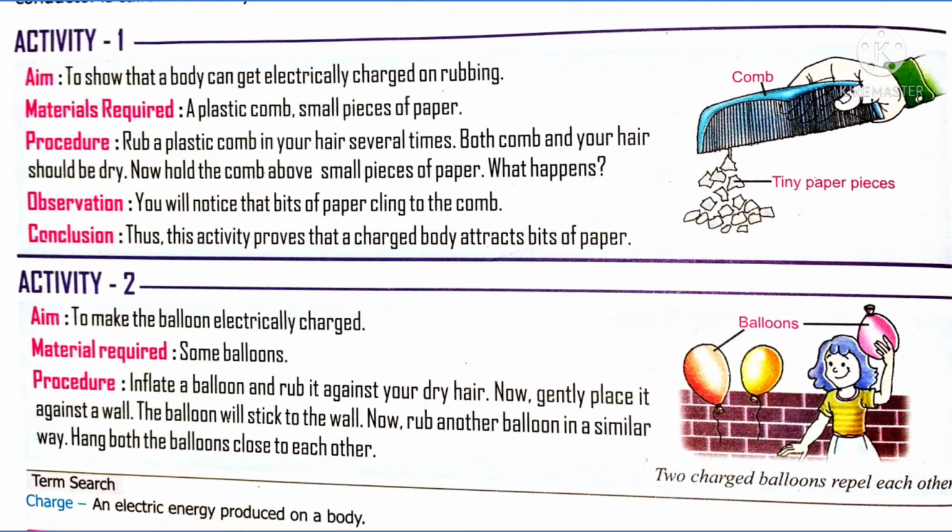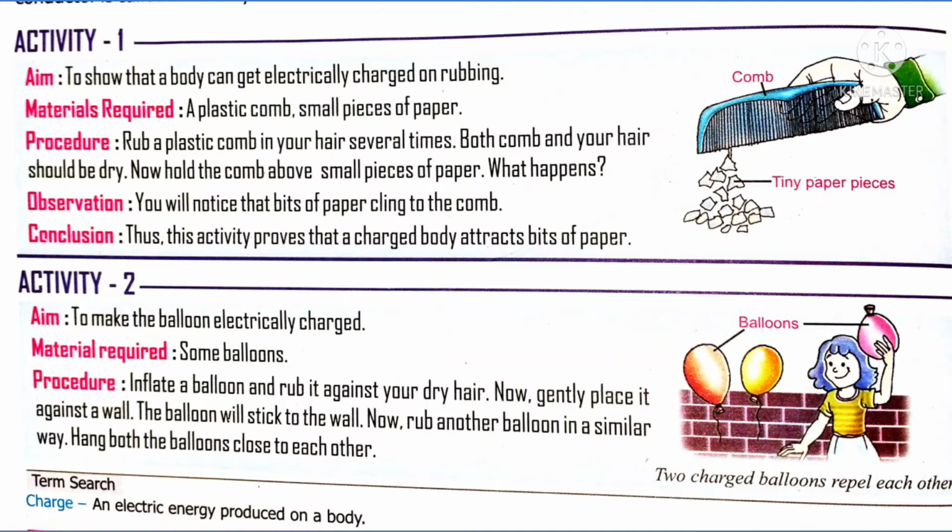Now keep this charged comb immediately over the small pieces of paper. You might notice some of the papers cling to the comb because the comb has attained negative charge. So in order to attain stability, it passes that excess charge to the paper. So the comb is discharged and it attains its original state, that is the neutral state. The comb transferred that excess electron to the paper.